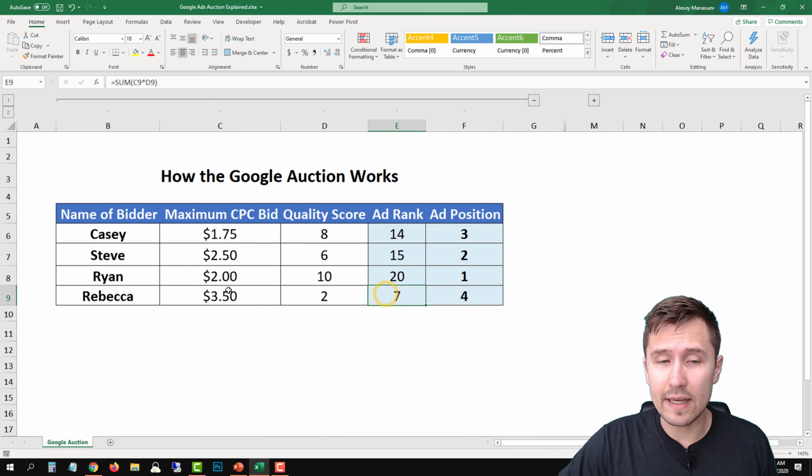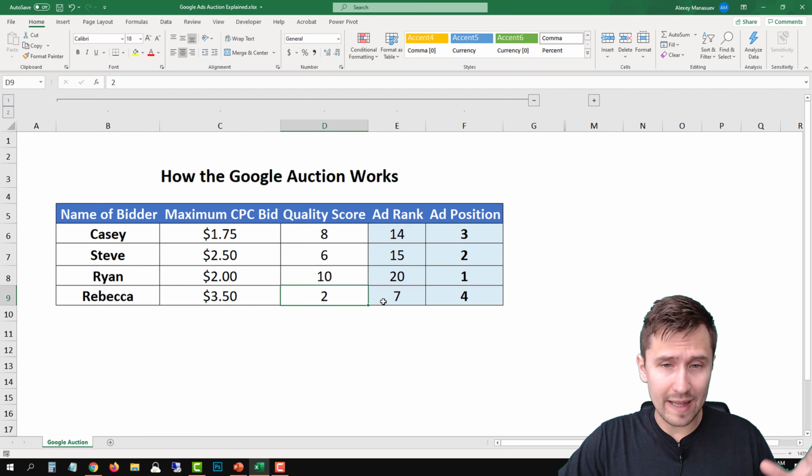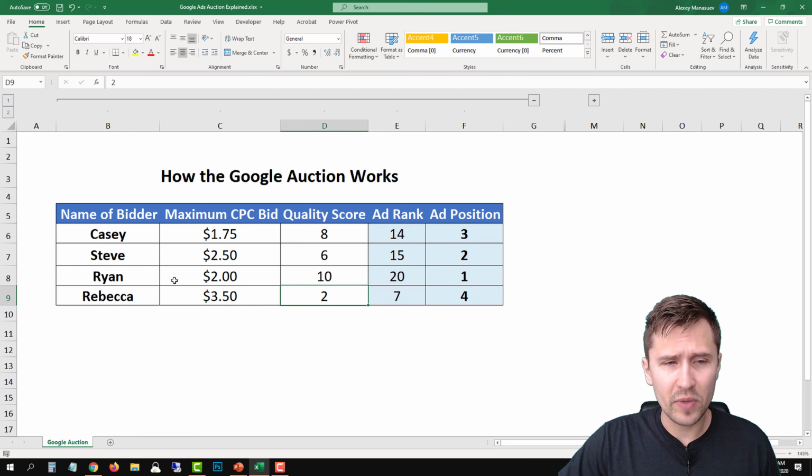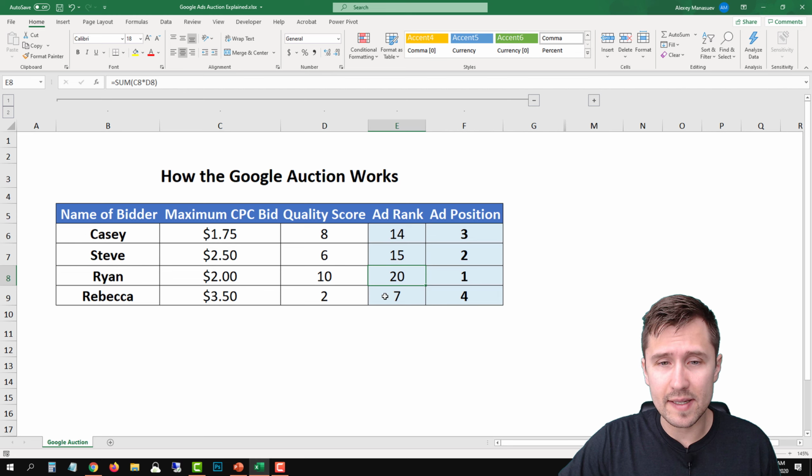So her ad rank is 3.5 times 2, which is a 7. And so just remember that 7. Okay, don't worry about ad position right now. But let's look at Ryan. Ryan isn't paying that much more than the lowest person who's willing to pay, $1.75. Ryan is only paying $2, but his quality score is a perfect 10. So 10 times 2 is 20. Ryan's ad rank is higher than anybody else's, and so his position is going to be first, okay? And that's how this works.